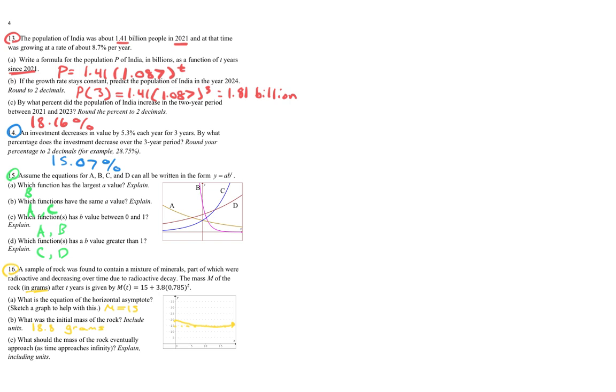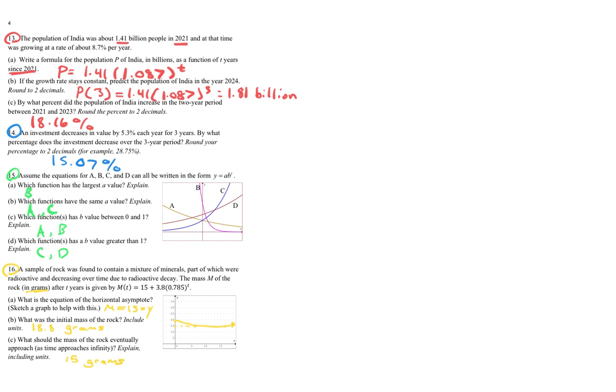And what should the mass of the rock eventually approach as time approaches infinity? Explain using units. If we look up here, we said that we have this horizontal asymptote. As time goes toward infinity, like we were talking about in part A, this is going to approach 0, and then we'll just have 15 left. So eventually, the mass of the rock will just be 15 grams. Again, that's because as t goes toward infinity, the mass will approach the 15, because this part here will be 0.